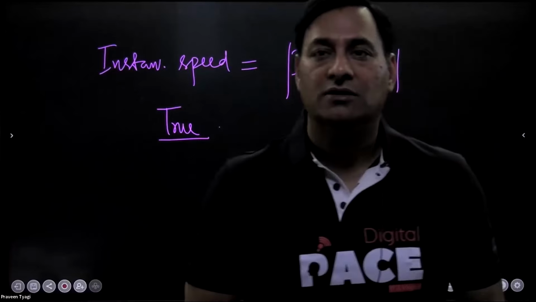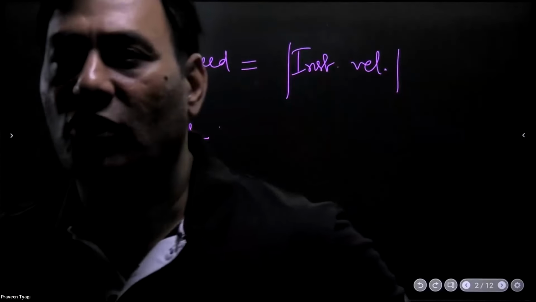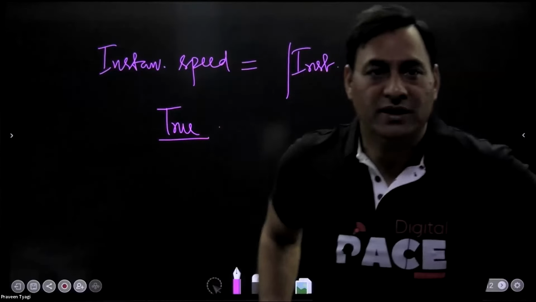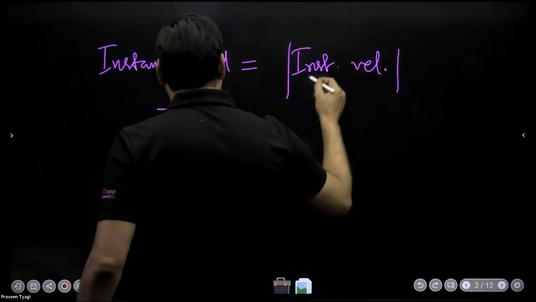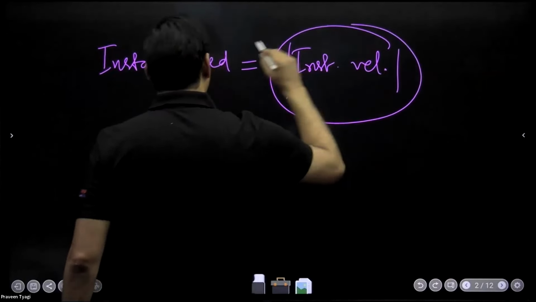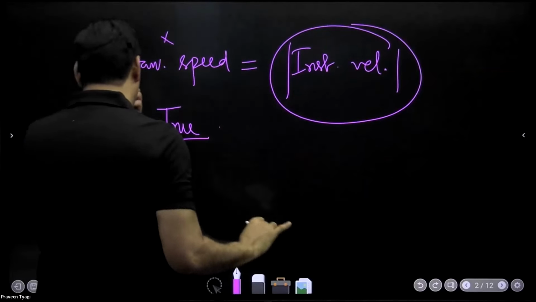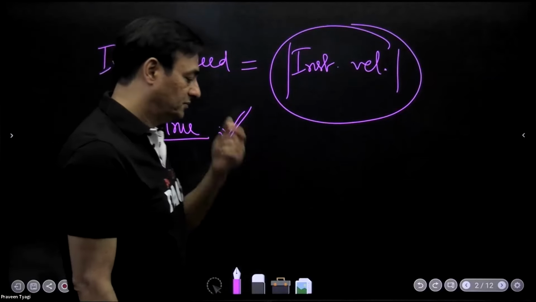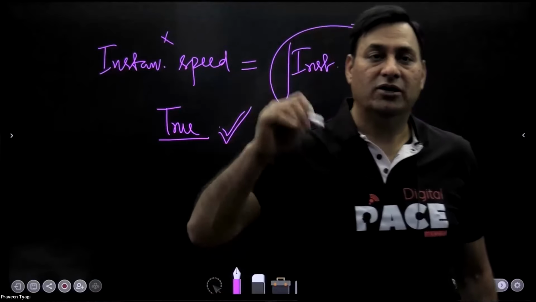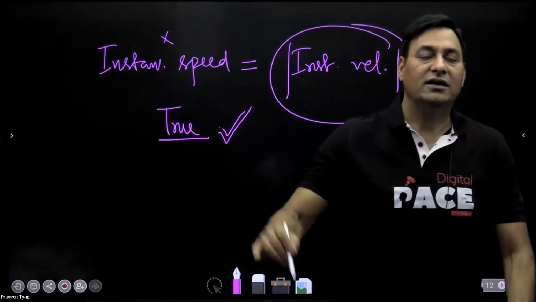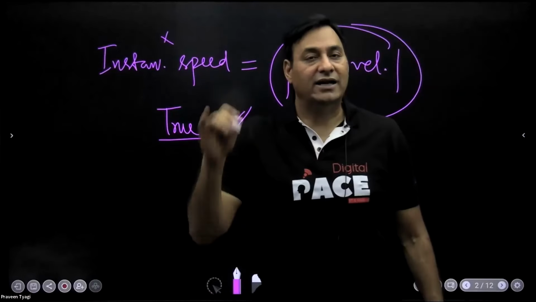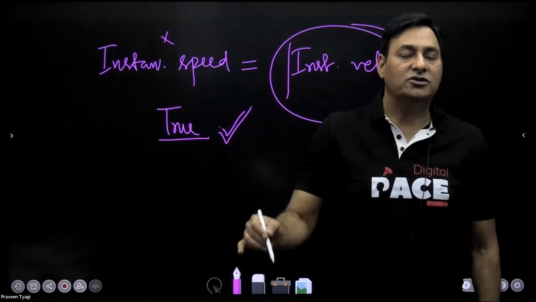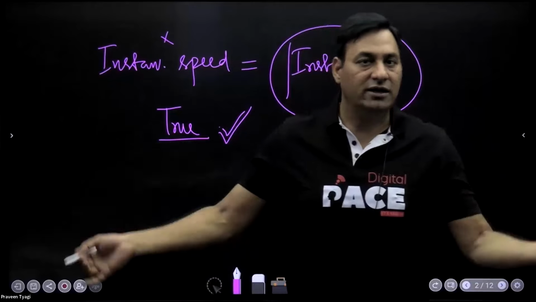Instantaneous velocity and instantaneous speed will always have the same magnitude. The only difference will be, yes, this is true, that this will have a direction and this will not have a direction. That's the only difference. Otherwise, their magnitudes will always be same. Speed at a particular instant is called instantaneous speed. Velocity at that particular instant is called instantaneous velocity. You can write the definition.